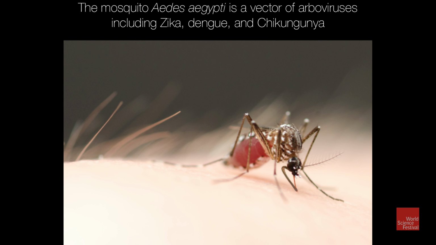What you're looking at up here is a female Aedes aegypti mosquito, and she is the vector for a number of arboviruses, including Zika virus, which is a big problem these days, and some that have been around a little bit longer, like dengue fever, yellow fever, and chikungunya. A female mosquito is exquisitely tuned to find and bite human beings.